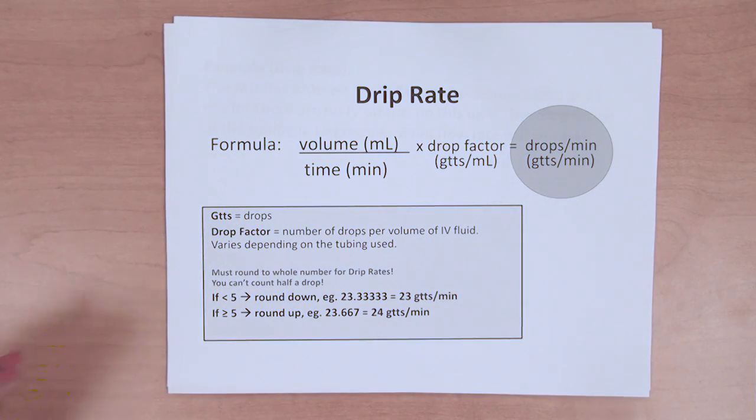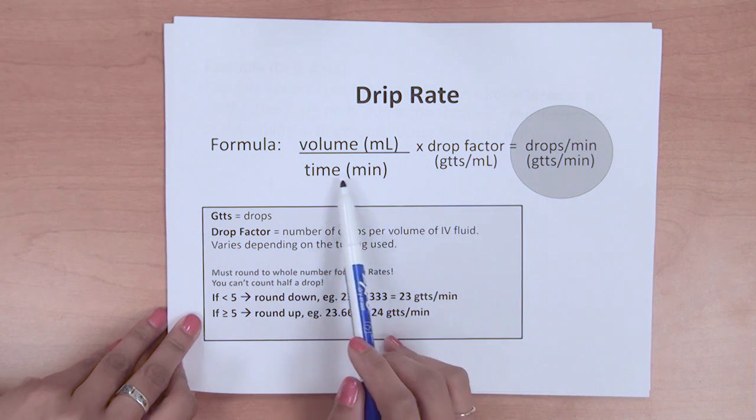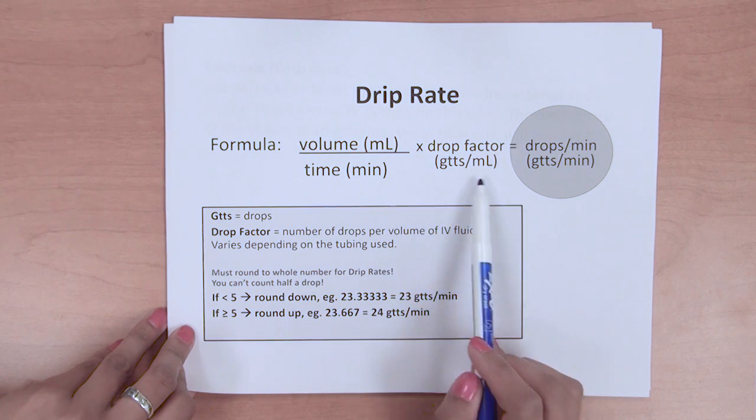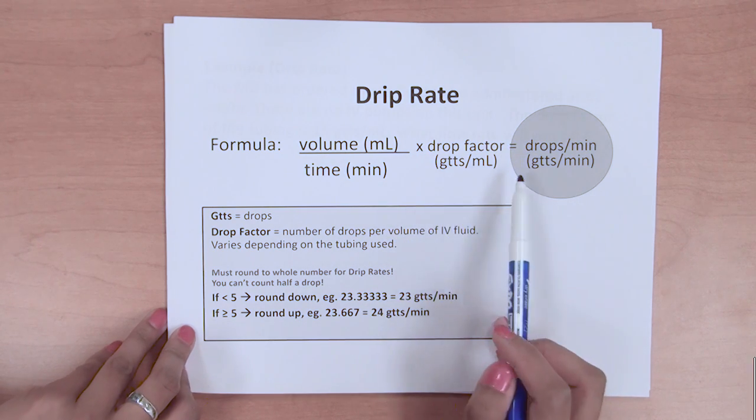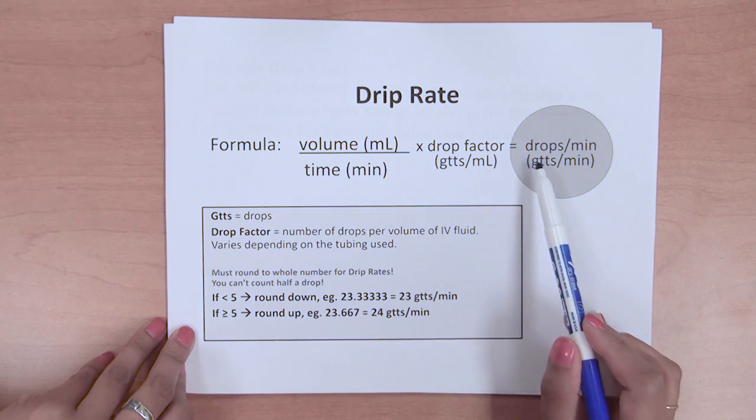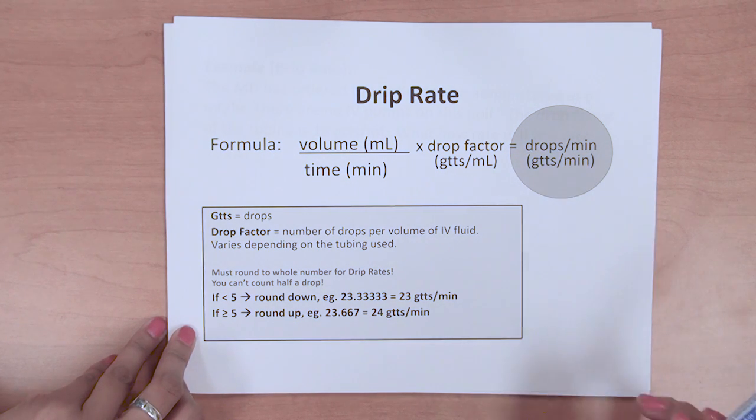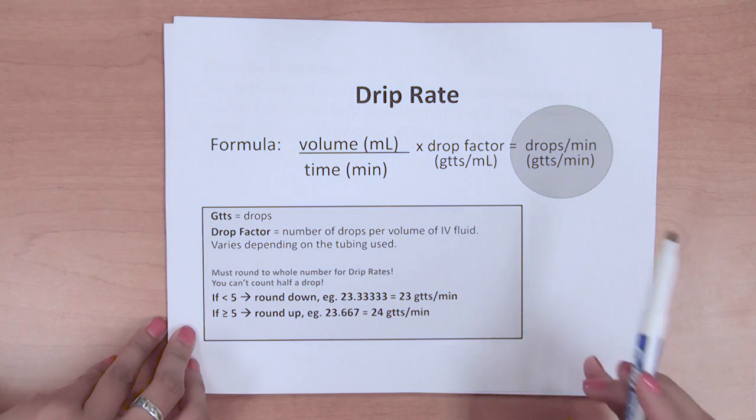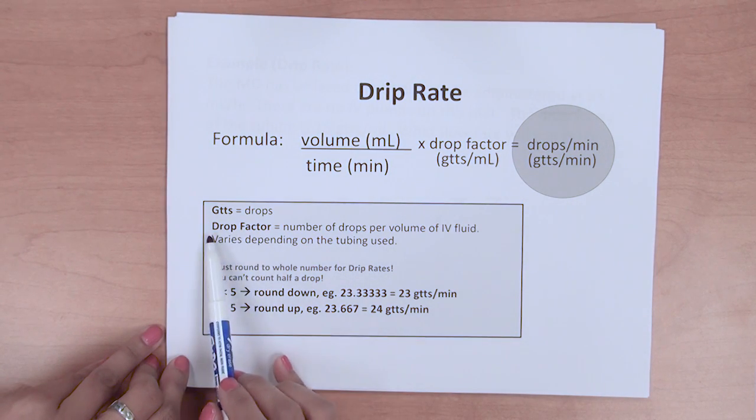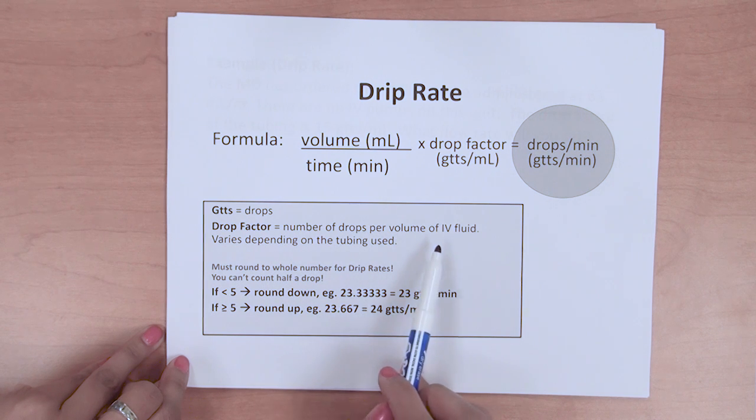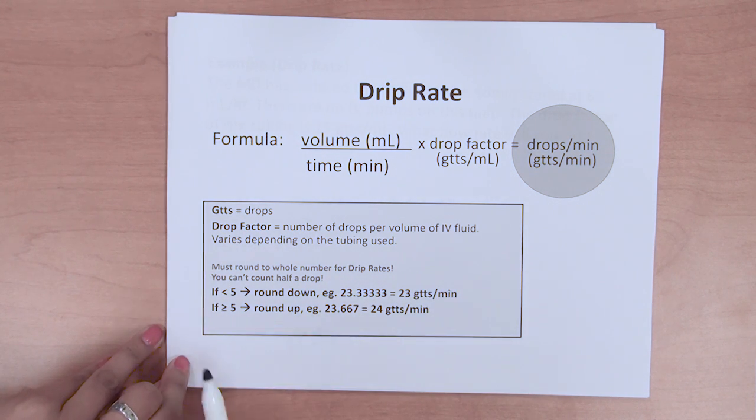Here's our drip rate formula, which you all should be familiar with. It's volume in milliliters over time in minutes times the drop factor, which we see on the administration set tubing pack. And this is going to give us our drops per minute. So then you can calculate and manipulate the tubing to get your drops per minute set. So remember, GTTS equals drops. Drop factor is the number of drops per volume of IV fluid, and this varies depending on the tubing used.